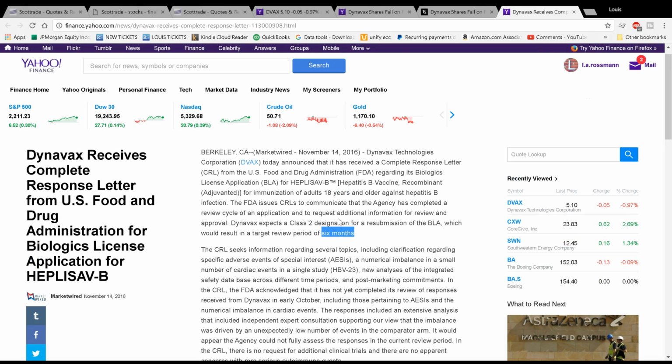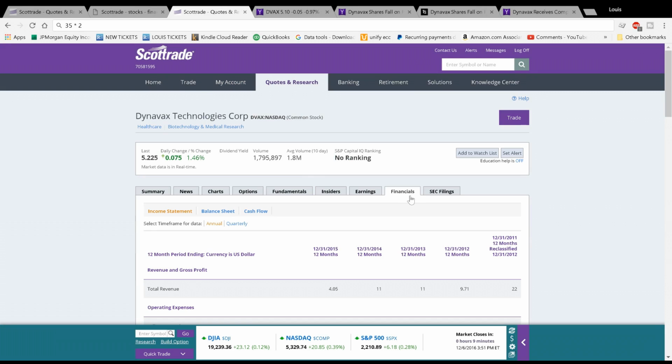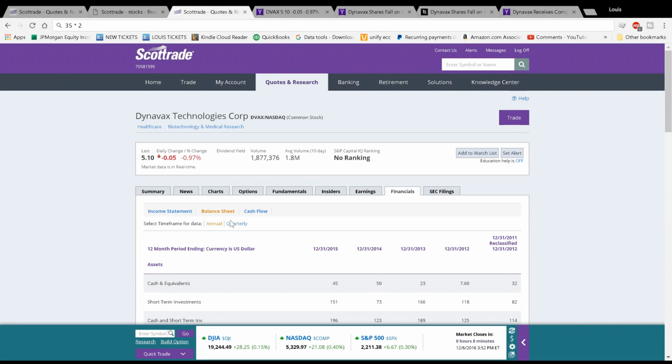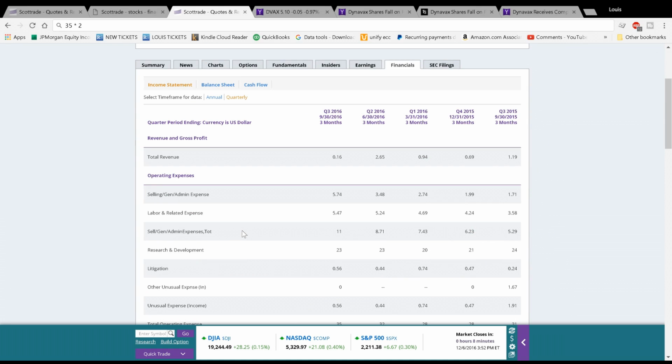So what I want to look for when I read this is, okay, there's a good chance of it getting approved, but 6 months, oh man. So it seems like this is just the FDA buying time because they didn't feel like reading everything that they got. So let's just take a look at the company financials. So when I go to the company financials, I'm going to go to the balance sheet. First we're going to start with income statement and quarterly. I want to see what their expenses are. So I want to see at the very least, can this company stay afloat for the next 6 months?